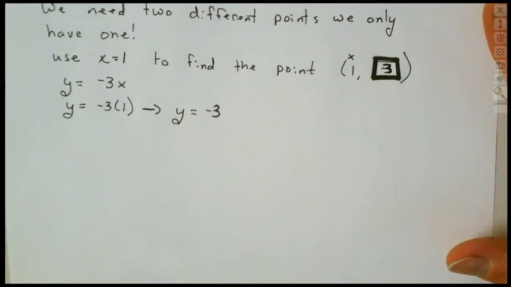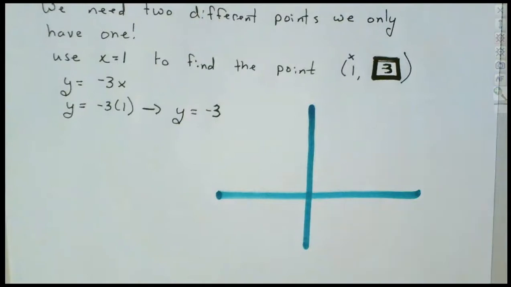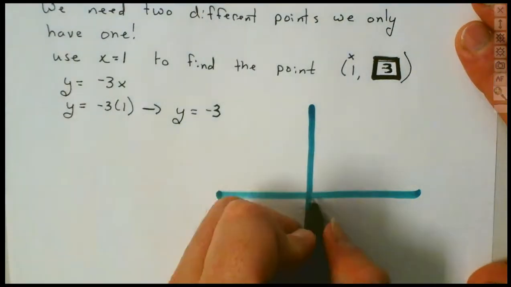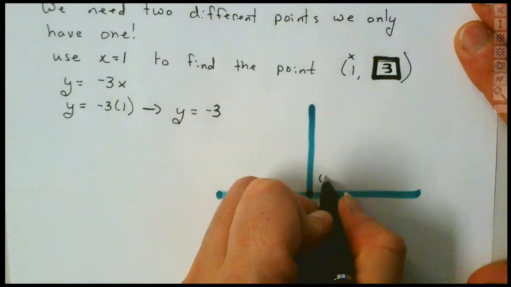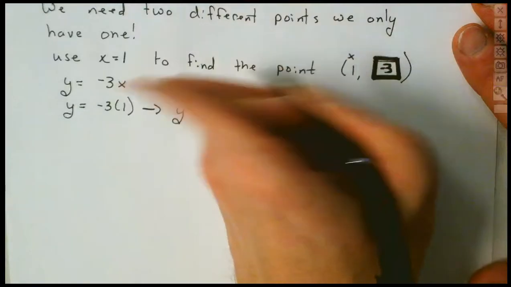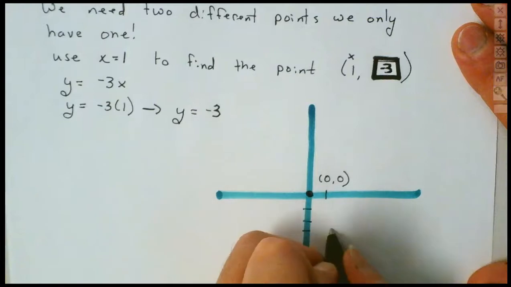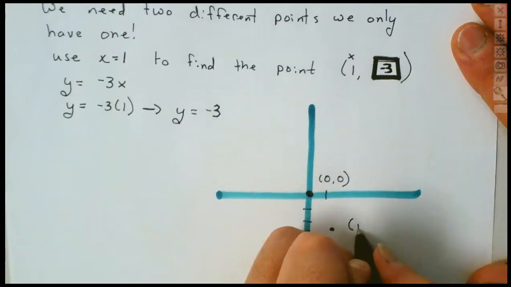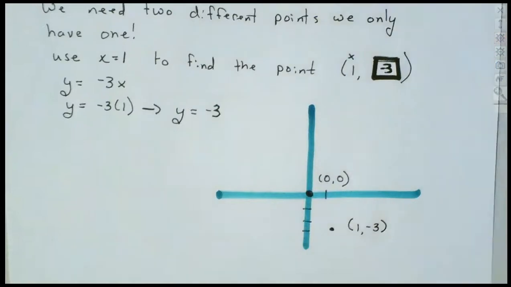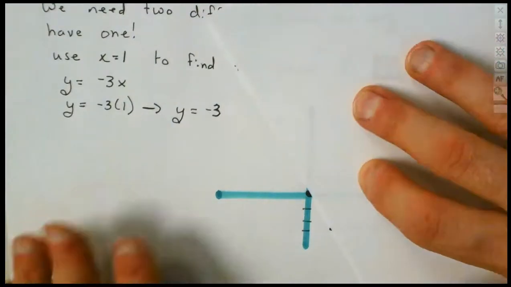So now we have two different points to work with. And our first point goes through the origin at 0, 0. So there's that one. The next one is at 1, negative 3. That's our second point. Remember, we have to have at least 2 points so that we can connect them together. So when we put in that 1, that gave us an extra point, and we can now connect them together.